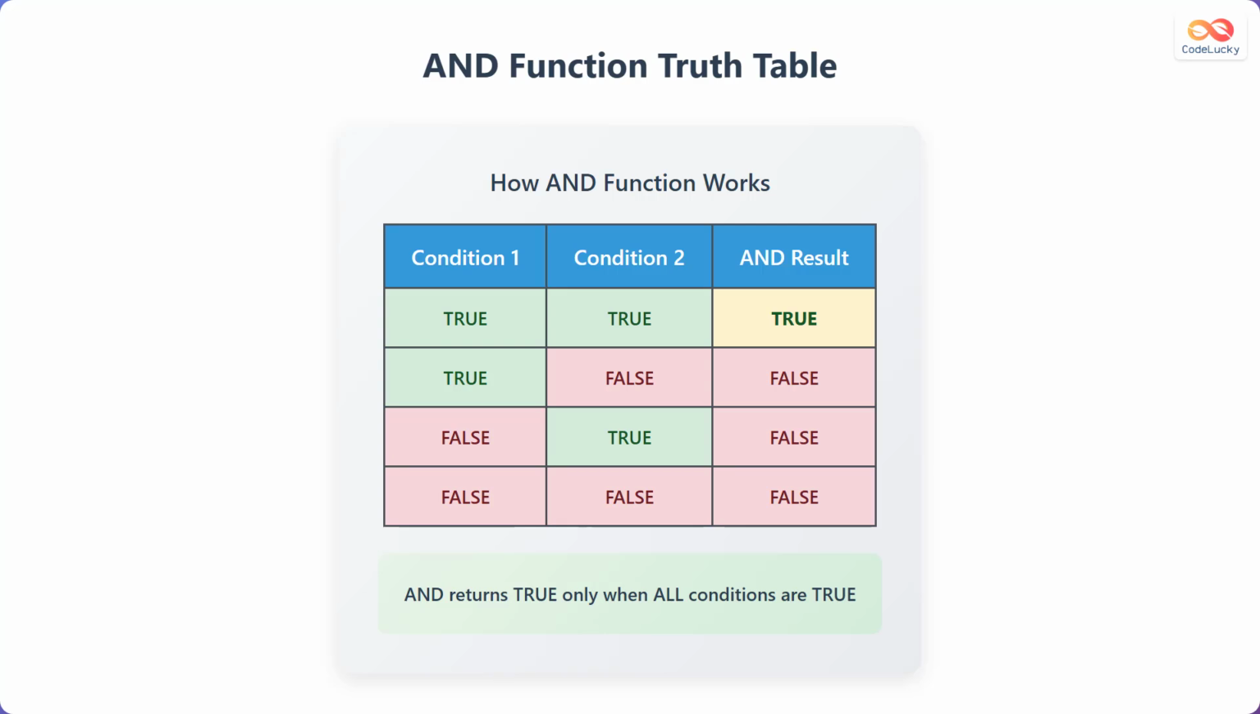Let's examine the truth table for the AND function to understand how it works. The table shows the possible outcomes based on two conditions. If both condition 1 and condition 2 are true, the AND function returns true. If condition 1 is true and condition 2 is false, the AND function returns false. If condition 1 is false and condition 2 is true, the AND function returns false. Finally, if both condition 1 and condition 2 are false, the AND function returns false. To reiterate, the AND function returns true only when all conditions are true.